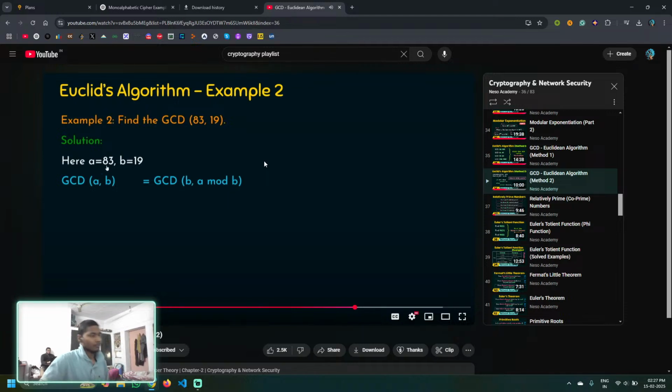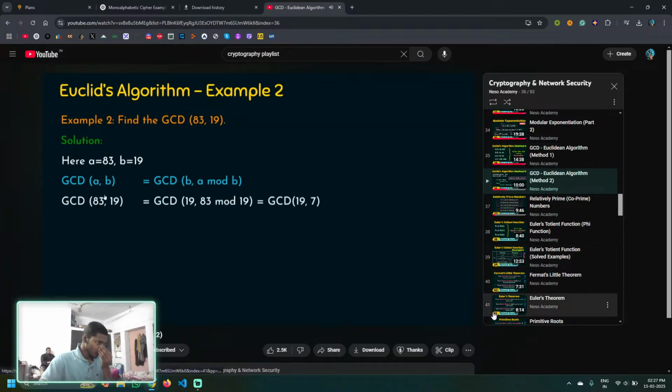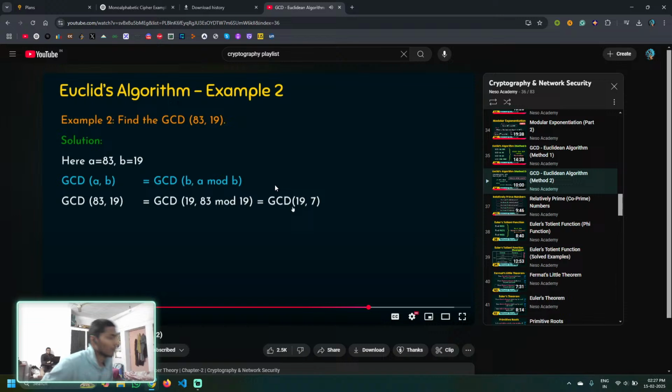Parameter becomes 0. So we will substitute a is equal to 83 and b is equal to 19. When we substitute a is equal to 83 and b is equal to 19, we will get GCD of b comma a mod b, which is GCD of 19 comma 83 mod 19, right? When we simplify this, we get the remainder as 7. So we get GCD of 19 comma 7.